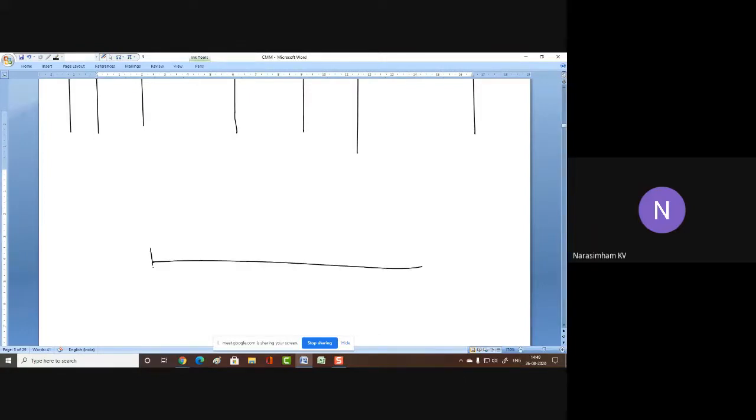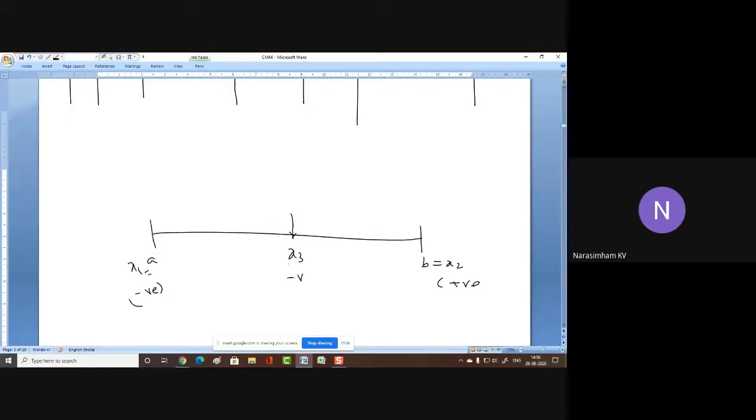Now listen, I will explain with the diagram. So initially this is A, this is B, nothing but x1, this is x2. At x1, negative. At x2, positive. Now we are finding x3. At x3, negative or positive? Positive.